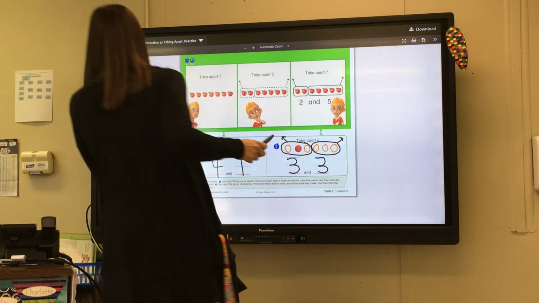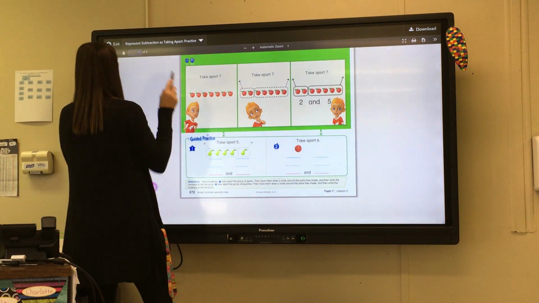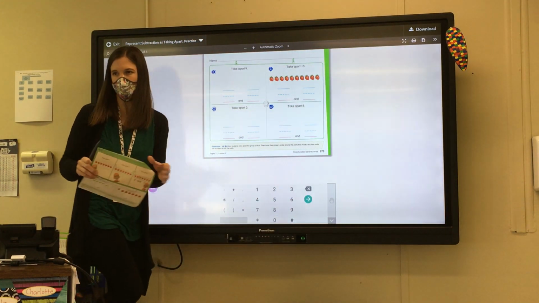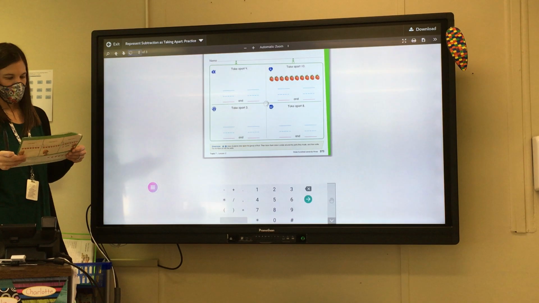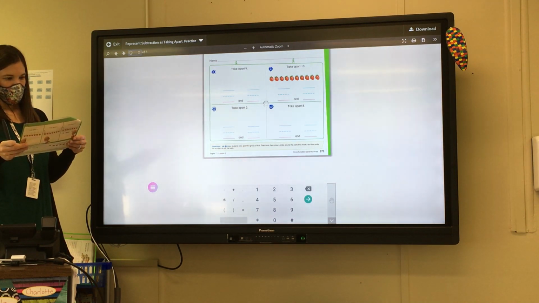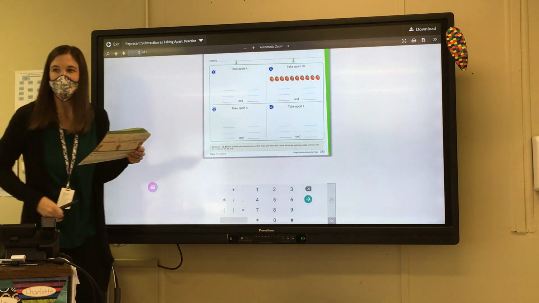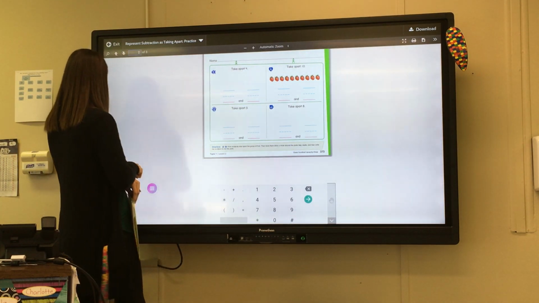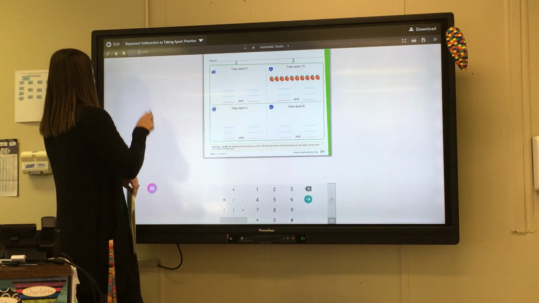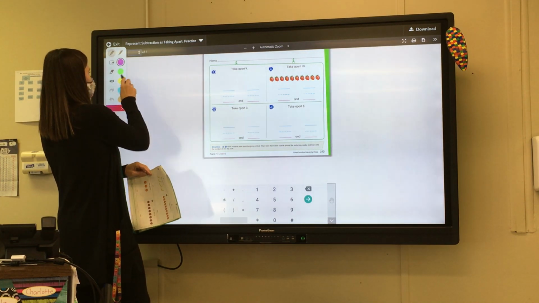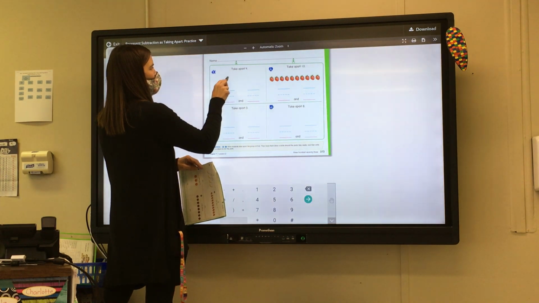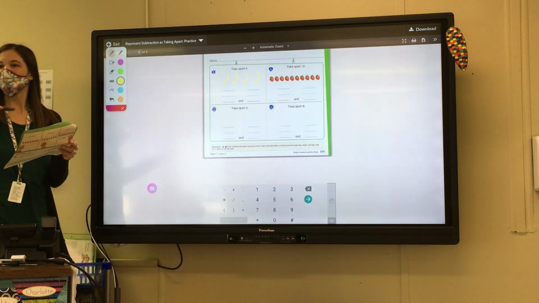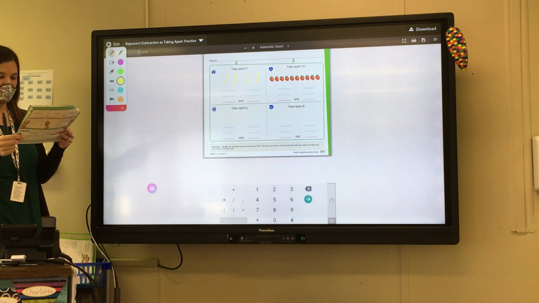Okay, when you're ready, flip it to the next side. Okay, we're going to take apart the group of fruit. I don't have bananas. What's happening? I know, I don't know what's happening here. All right, I'll make some bananas. But it says take apart 4, so there's 4 bananas. We have to take apart, hold on one moment. You have to take apart 4.